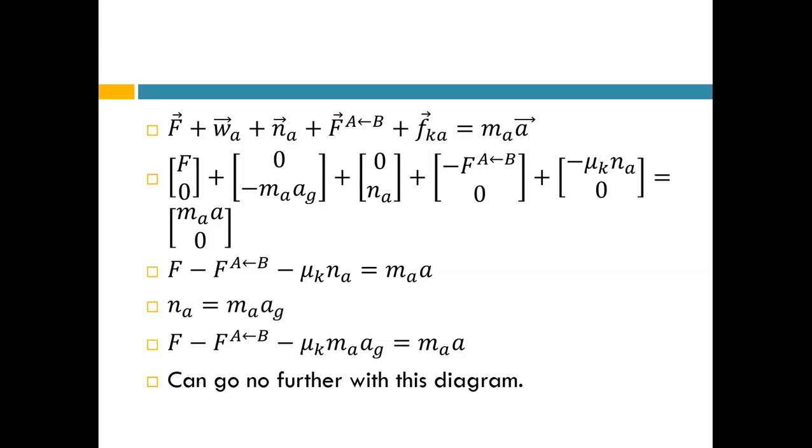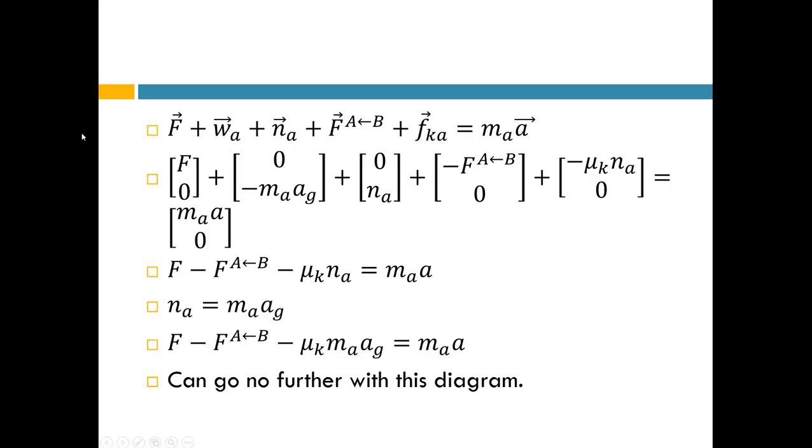So we get the applied force minus the contact force from B minus the frictional force equals the mass of A multiplied by its acceleration. Now, how many unknowns do we have in this equation? 2 unknowns. We can't go any farther. So what's the next step, guys? No, start off a little earlier than that. What's the next step here? Do a free body diagram of object B.